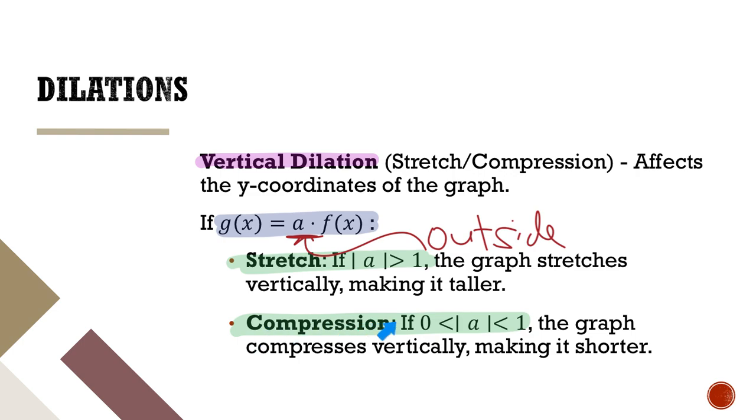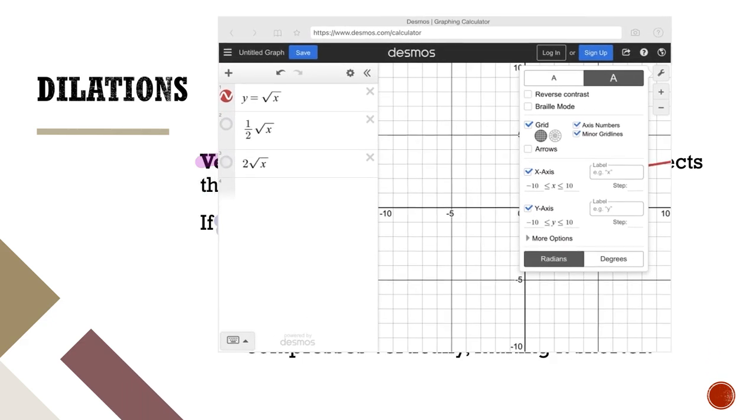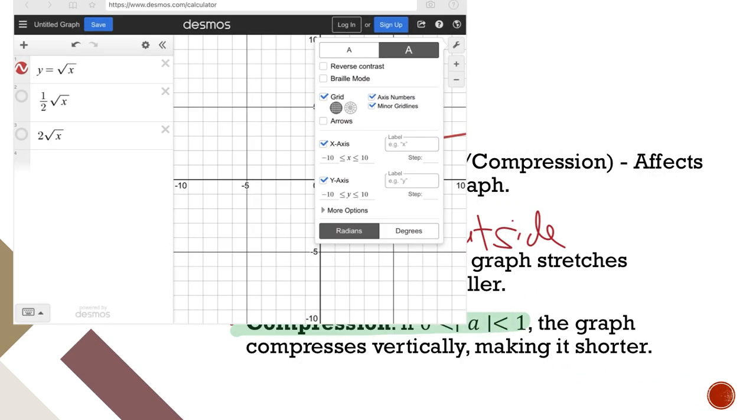Now a compression, like if I want to multiply the function by 1/2, if I multiply by 1/2, it will make something smaller. So it will make it shorter and will compress it or push it towards the x-axis. So let's jump to Desmos just to show you this. So bringing up Desmos here. So if we think about this, let's just put it in the middle here.